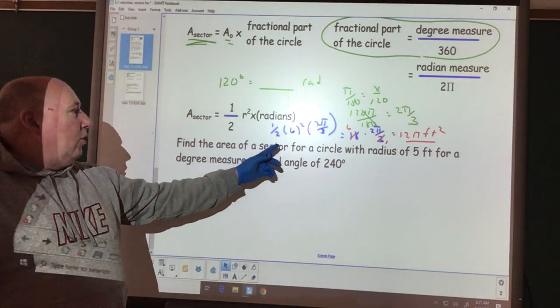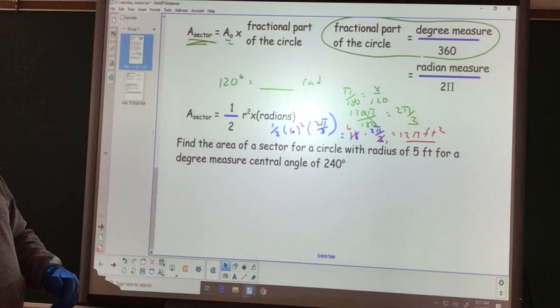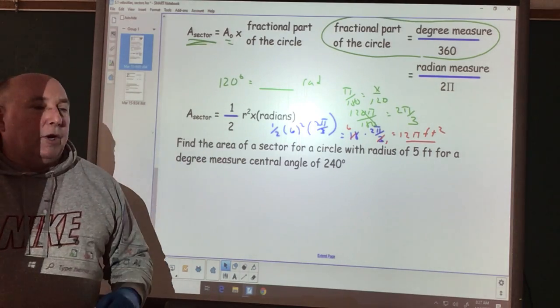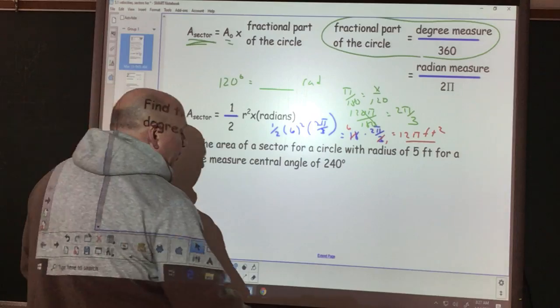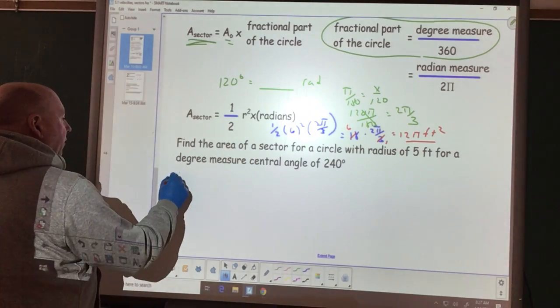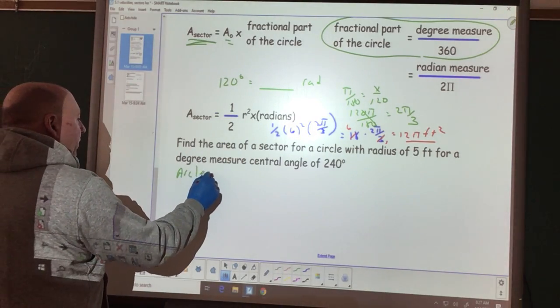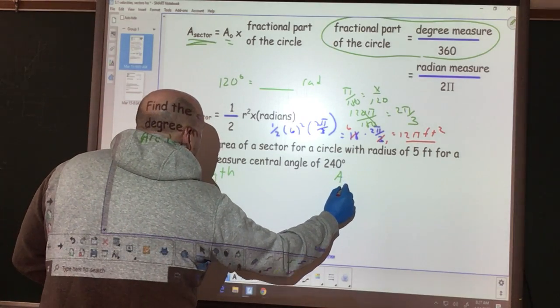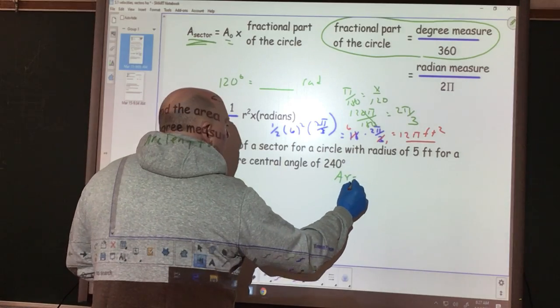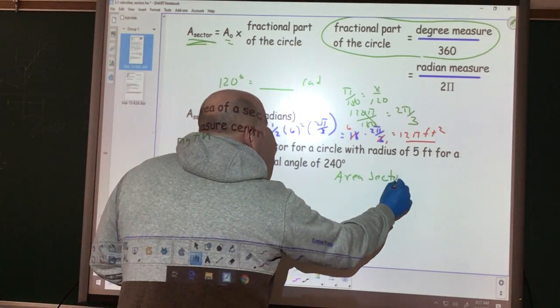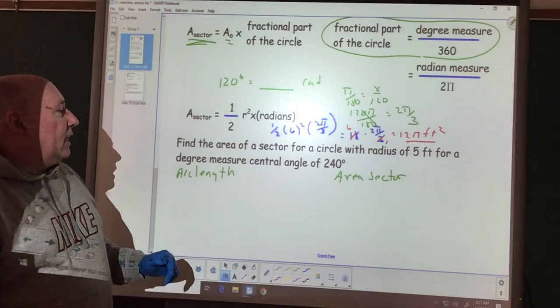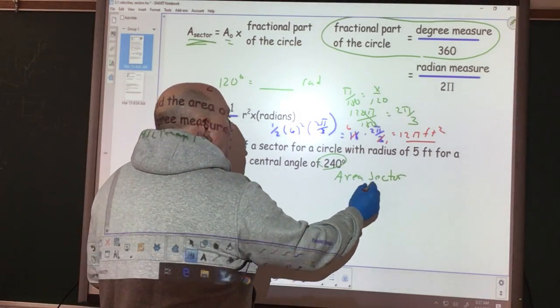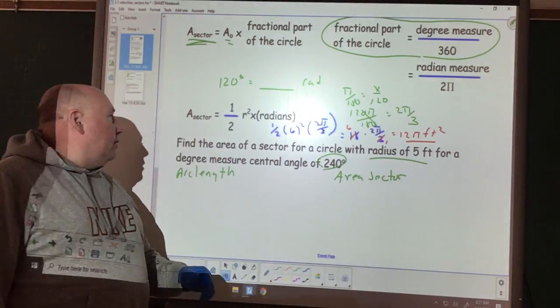Find the area of the circle with a radius of 5 feet for a degree measure of 240 degrees. Well, I want you to find the arc length also. I want you to find the arc length and the area of the sector. Okay, we have a central angle of 240 degrees. We have a radius of 5 feet.